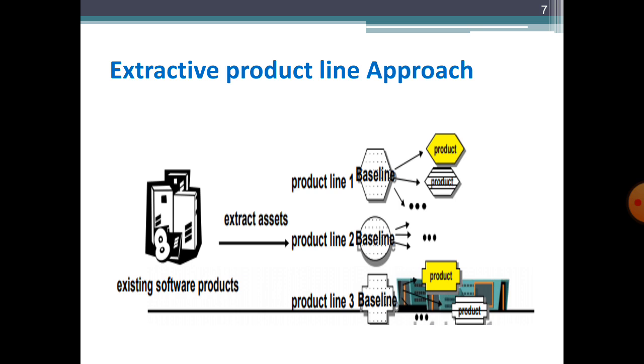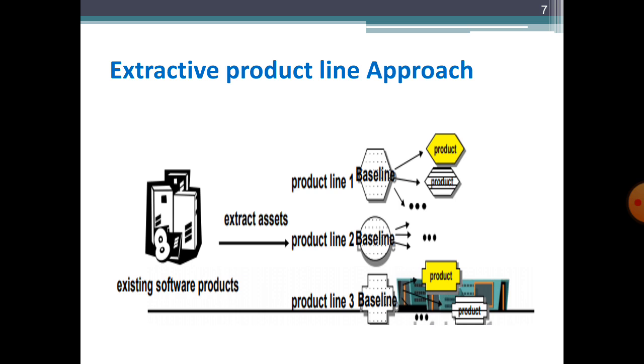In this, we have some existing software products from which we extract different assets. So what are the assets? Assets can be components, services, tools, structure, architecture, appropriate application areas, different component services, tools, interactive development environments, different frameworks. These are the different assets for any organization. These types of assets are actually extracted from different existing software products.